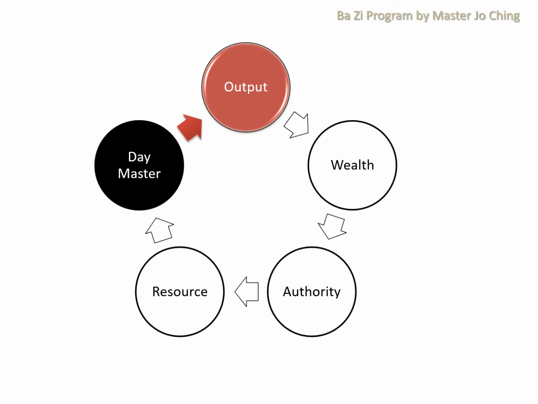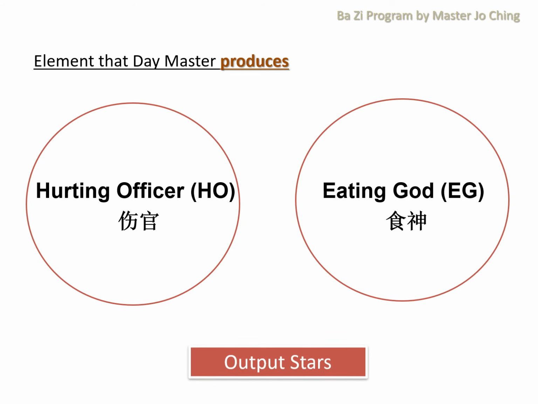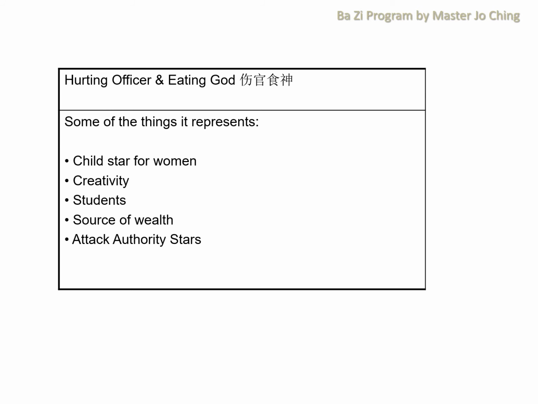Next, output star. Output star is what your day master produces. Excuse me. The element that your day master produces is known as output. But of course, with output, we have the yin-yang difference. So output stars are either known as hurting officer, 伤官, or eating god, 食神. The simple meaning here is the child star for the woman, because it is an element that they produce, just like their child, their baby. Also, it represents creativity in our Bazi. It represents your students. It is the source of wealth. We'll talk about this next time. It attacks authority stars. Okay? But what you need to know now is it is the element that your day master produces.